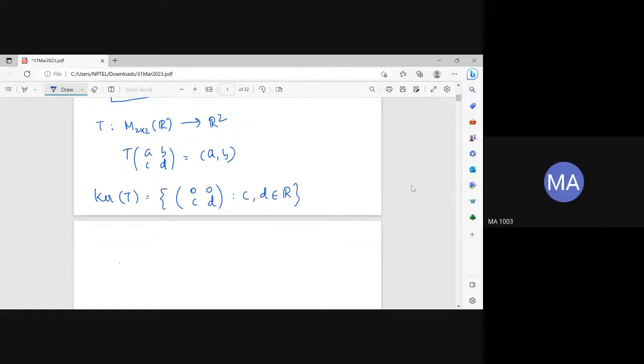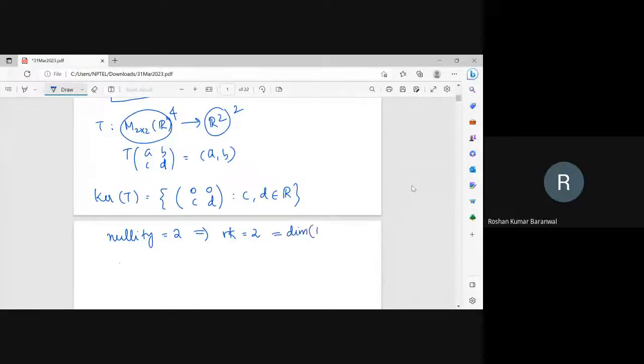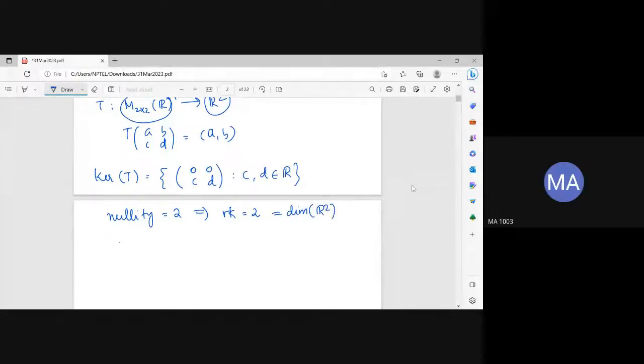The kernel was this. So nullity is the dimension of the kernel, and this was 2. From the rank-nullity theorem, we can say rank is 2. The domain is 4-dimensional and the codomain is 2-dimensional. So rank is 2, which is equal to the dimension of the codomain. So it is onto.